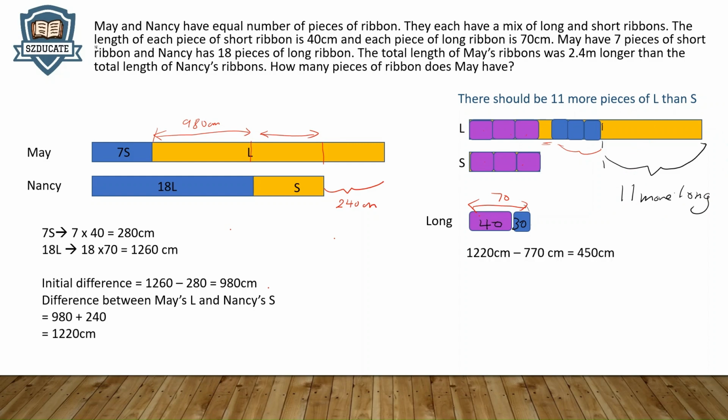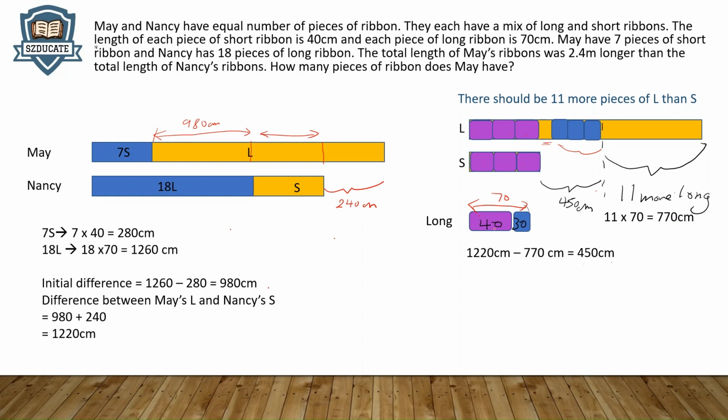Okay, so 1220 cm minus 770. Why? Because the animation is not in sequence. 11 long ones, one long one is 70, so 11 times 70 will give me 770 cm. So the 11 long ribbons that we have, this part is extra, so-called a bit extra, is 770 cm. Then this portion will be 450.